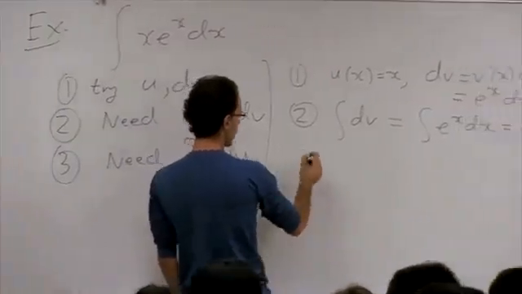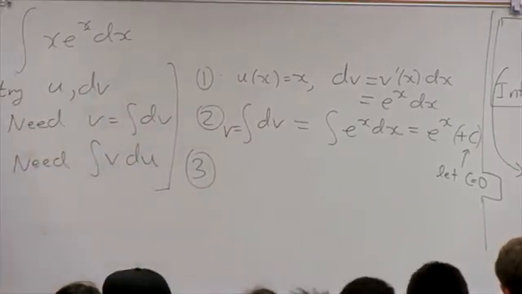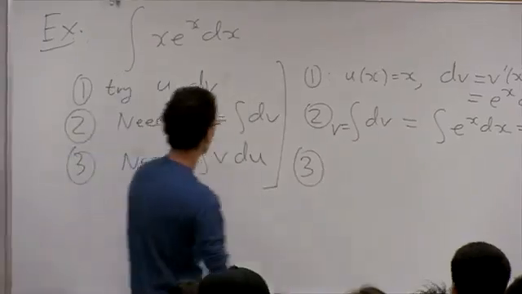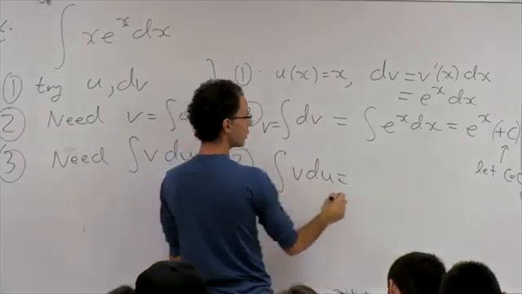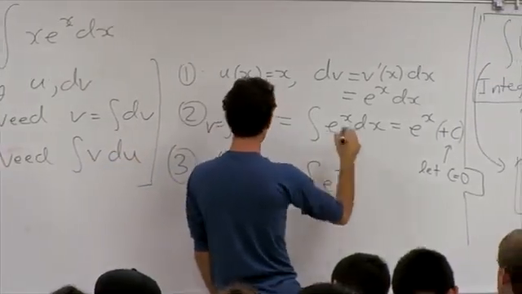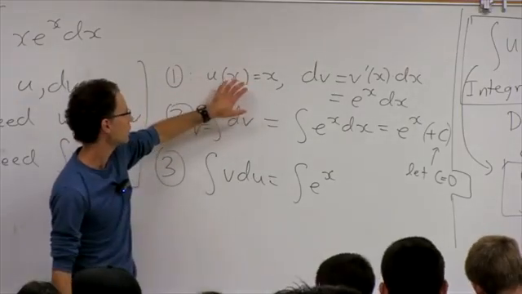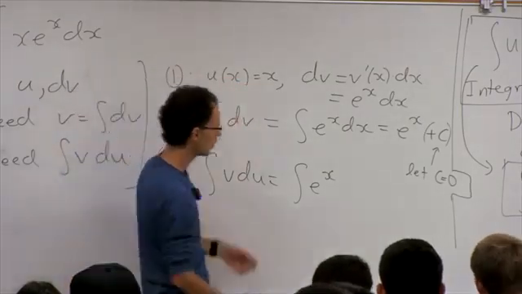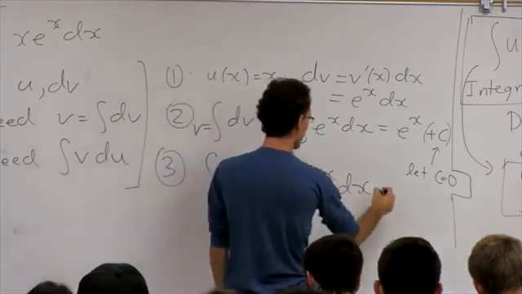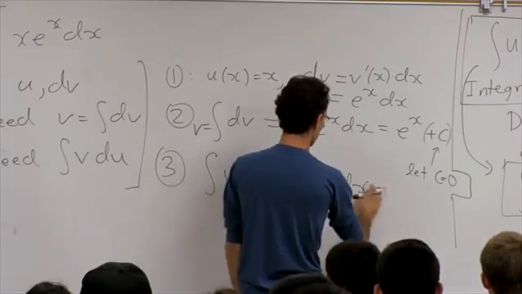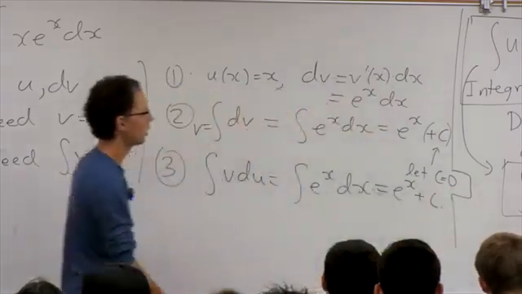Okay, and then once we have v, where v was this integral, the third step was computing the latter integral, which was the integral of v du, which using what we have so far, v was e to the x. And du, well, we need to compute that, but that's very easy. The du is just the derivative of x, which is 1 times dx. So this is just dx. Okay. And this is luckily an easy integral to compute. This is nothing other than e to the x, again, plus some constant.